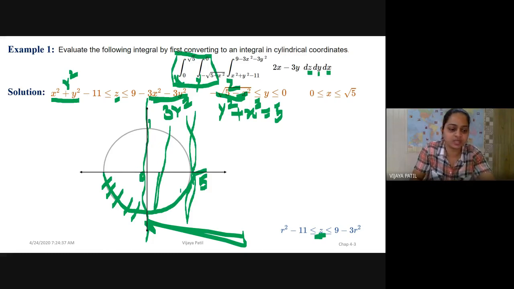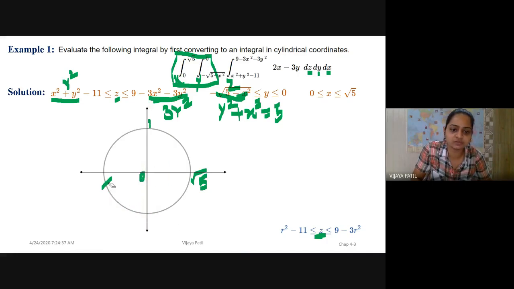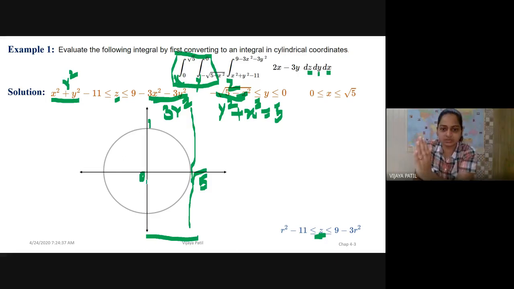Let me erase this, because it already has so many things over here. One thing you must have understood now: the restriction is this axis. I want my region from this to this, between the y-axis and the line x equals square root of 5. And I have to consider the lower part of the circle, because the other part is already discarded.